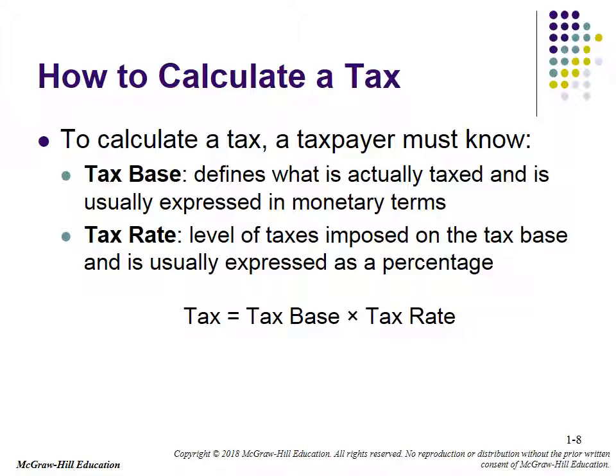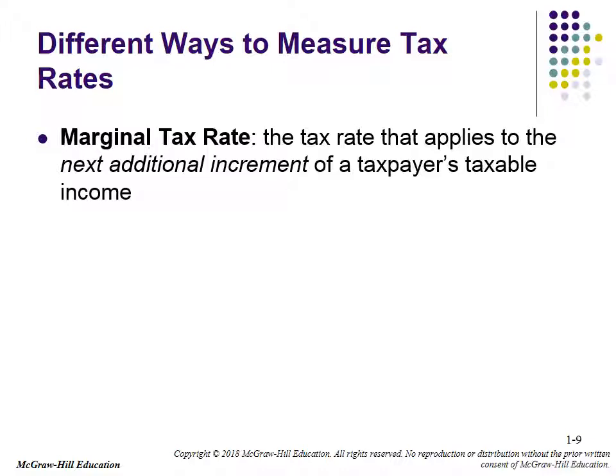Now, there's different types of tax rates. What I gave you was what we call a flat tax of 6%. There's what we call marginal tax rate: the tax rate that applies to the next additional increment of a taxpayer's income. So when we start talking about income tax, which is a tax on what you make, your income, which is what the federal government taxes individuals on. That's why we call it an income tax.